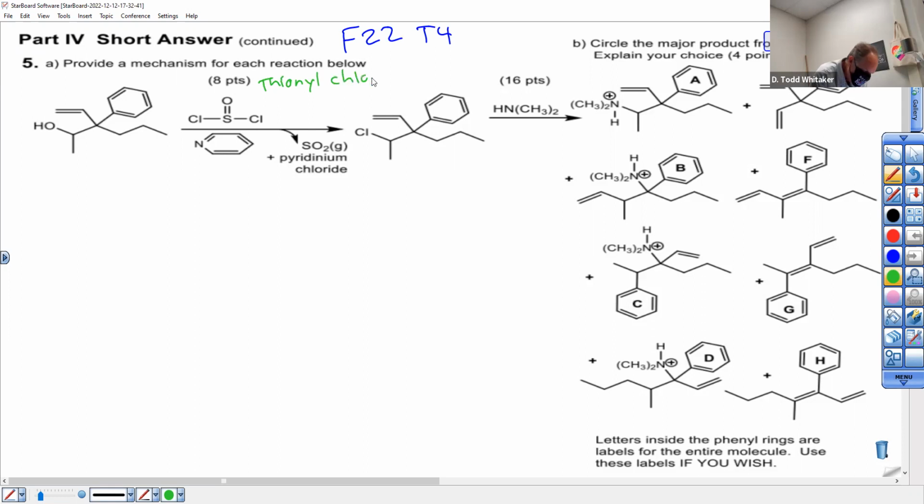Thionyl chloride with alcohols. It's both in our book and in our studies that we did during the period leading up to this exam. Yeah, we did this one. I sent an email saying you must watch this video for this mechanism. Okay, thionyl chloride with alcohols, and that's an I right there.